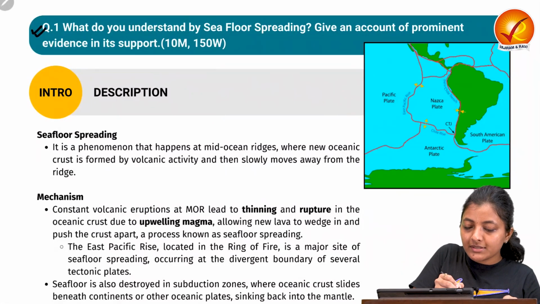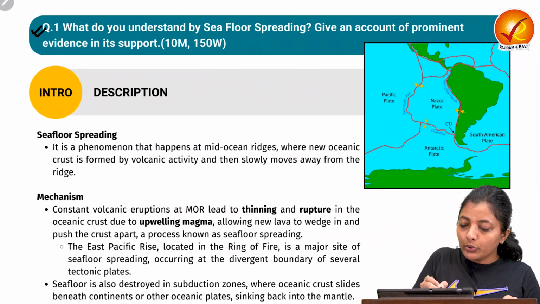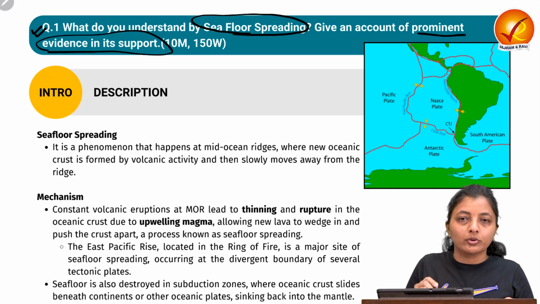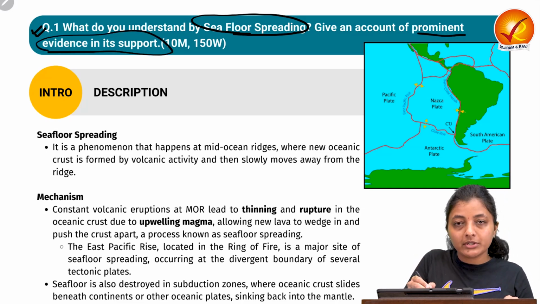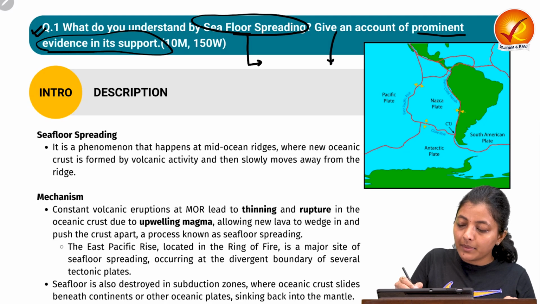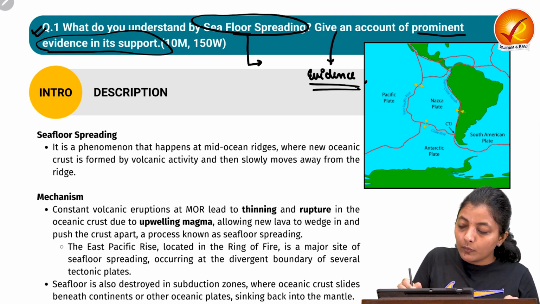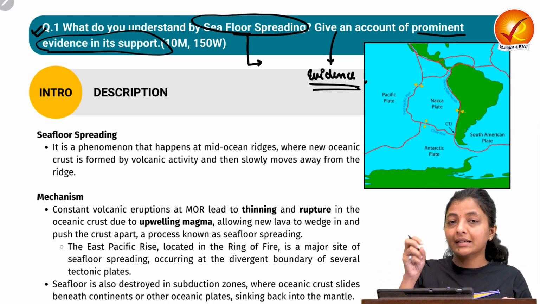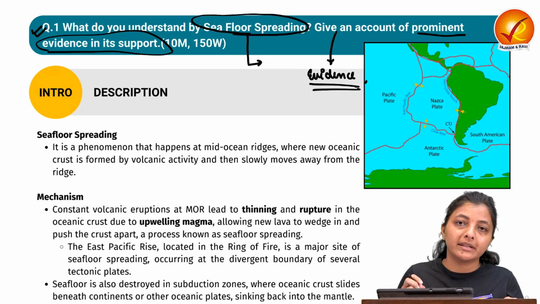The first question says, what do you understand by seafloor spreading theory? Give an account of prominent evidence in its support. So there are 2 parts of the question. First, we need to discuss what the seafloor spreading theory is, and second, we need to give the evidences, the various arguments that led to the seafloor spreading theory.